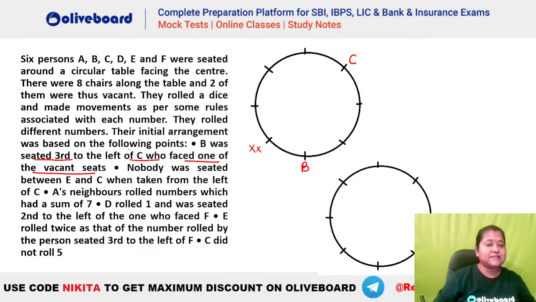Now let's see what else is given here. Nobody was seated between E and C when taken from the left of C here. So now we have two possibilities, right? Let's say this is the one. So we can have, let's say, E is here because nobody is there between C and E. This is one possibility. And there is another possibility that C and E can be like this as well.